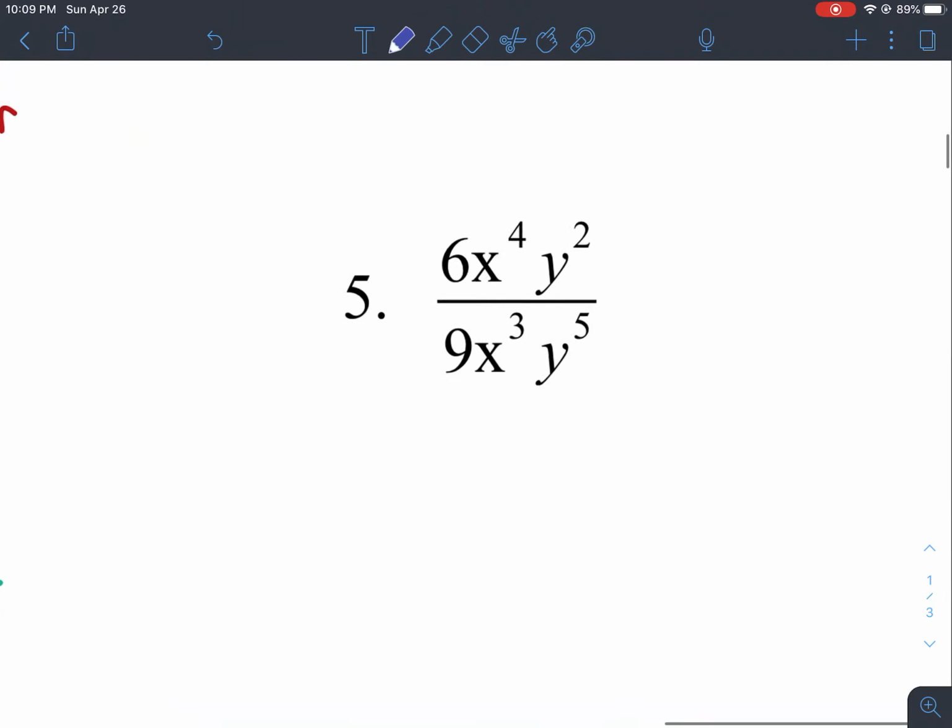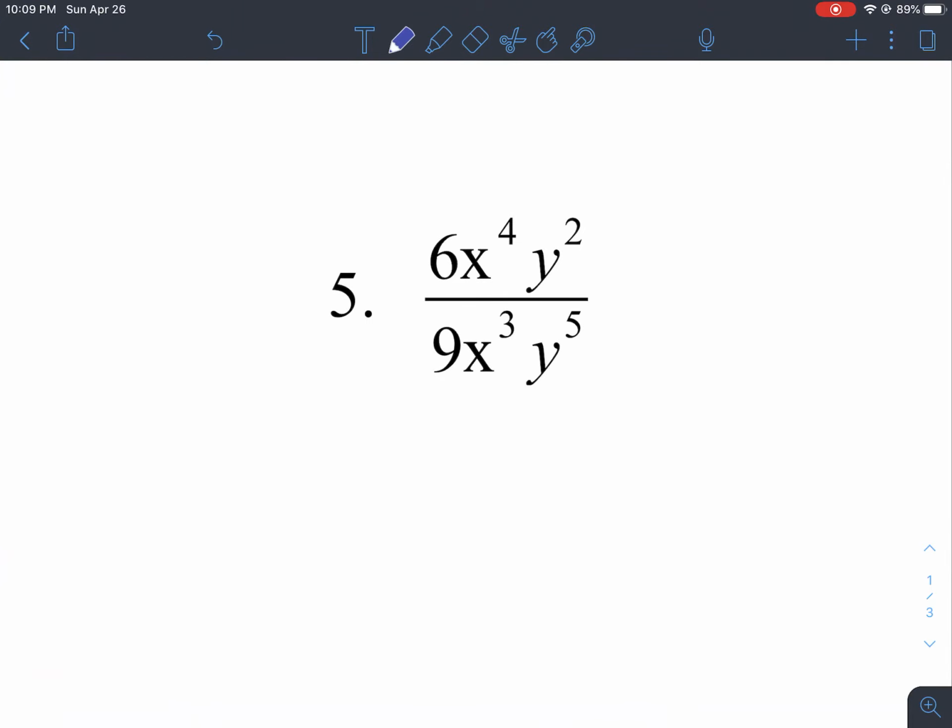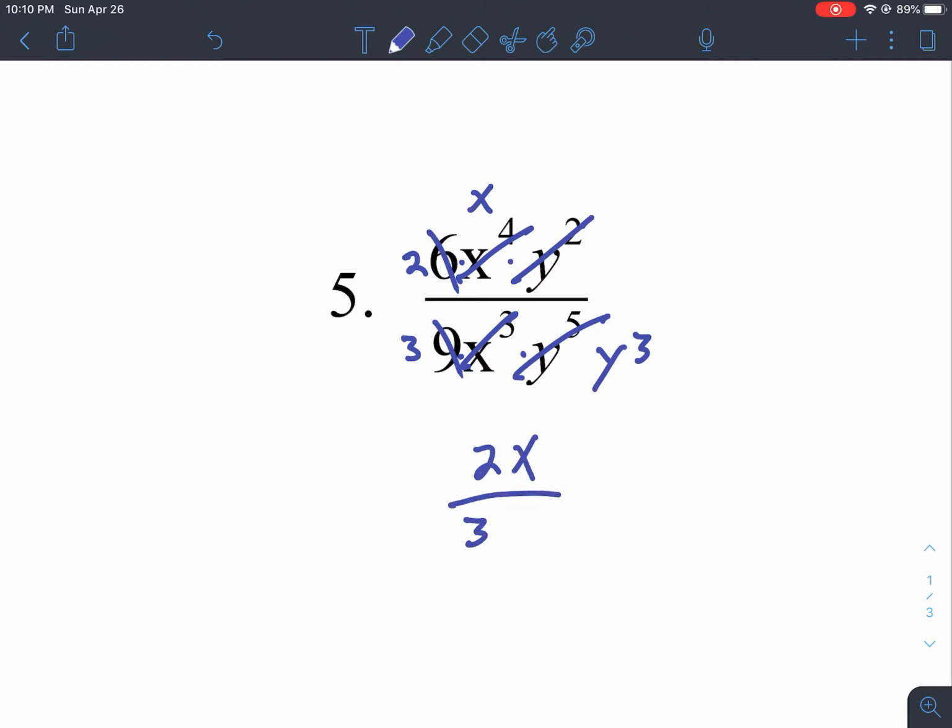Okay, this one, the last one maybe. Here we already have multiplication, so we can just happily start reducing. Divide the top and bottom by 3. X to the third crosses out with 3 of those, leaving an x on top. 2 of these cross out with 2 of these, leaving 3 on the bottom. So we're left with 2x over 3y to the third.